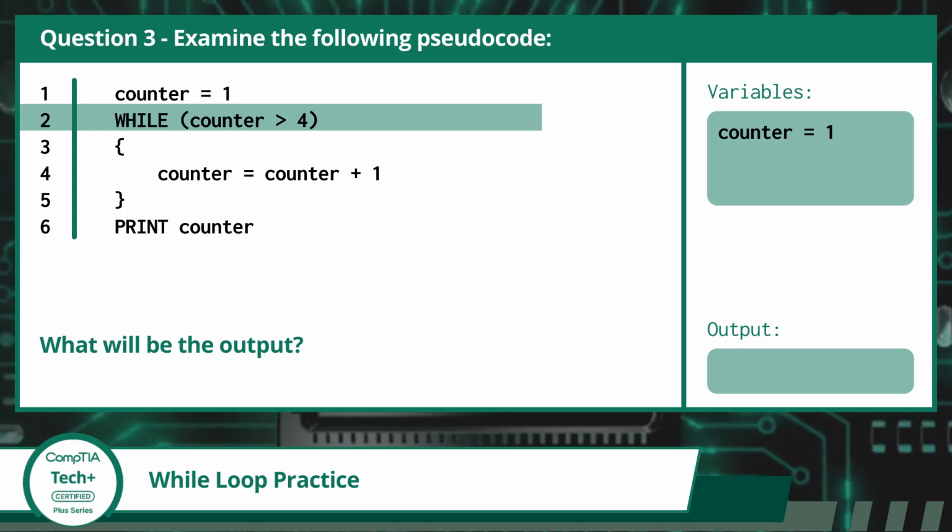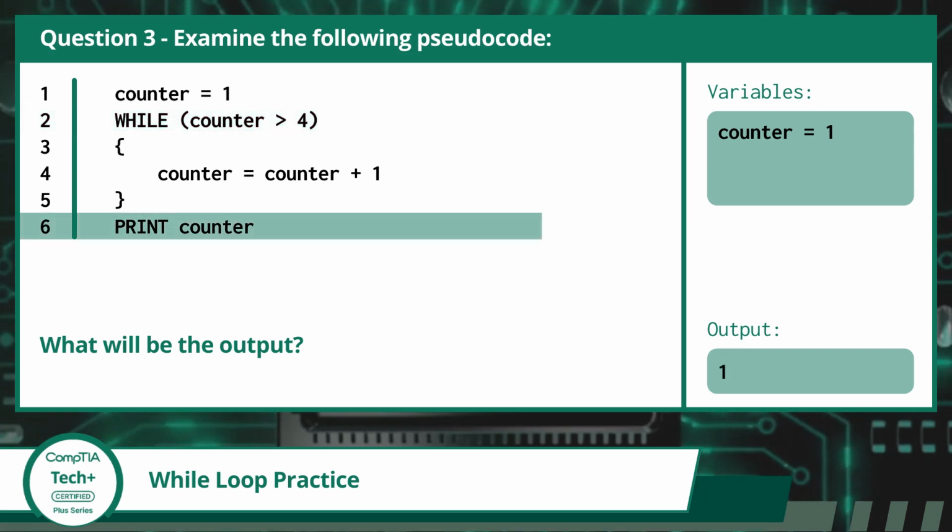Since the value of the variable counter, which is currently 1, is not greater than 4, we will not execute the code statements within the loop. This causes our program to move to the next line of code after the while loop, which happens to be line 6. On line 6, our program prints out the current value of counter, which is 1. So our answer to this question is 1. Now that was an easy one. But in all honesty, I hope you find all while loops easy, now that you have had a little practice.